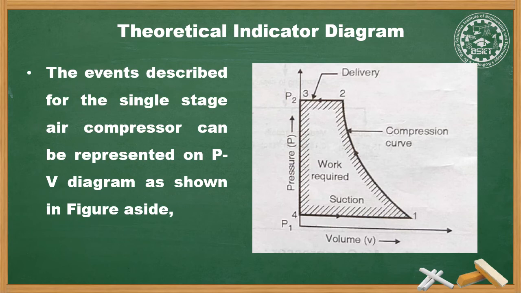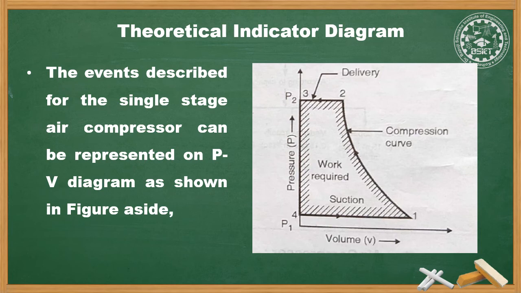The air inside the cylinder is compressed along the curve 1-2. At point 2, the pressure P2 is reached, which is slightly higher than the receiver pressure. At this point, the discharge valve opens and the delivery of compressed air takes place along the line 2-3 at constant pressure P2. The piston has now reached the top of the cylinder and again starts its suction stroke, and the pressure in the cylinder is lowered again to P1 and the cycle of operation is repeated.